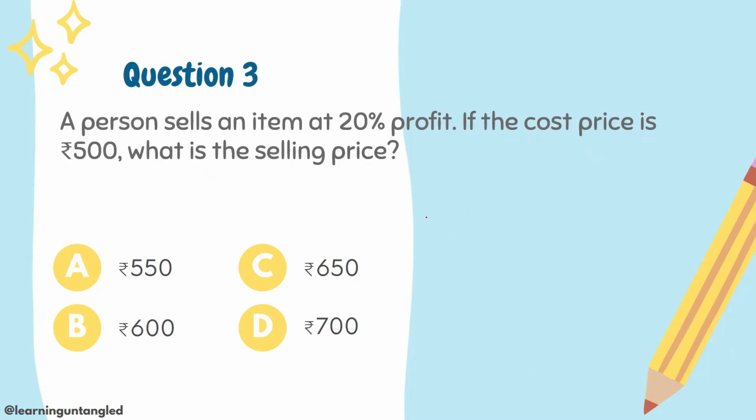All right, let's see. We are given the cost price of an article is 500 rupees and the person is selling the item at a 20% profit. So that means the person is selling it for 120% of the cost price. 120% of 500 should be your selling price, which is 600 rupees. So therefore your answer is B, 600 rupees.